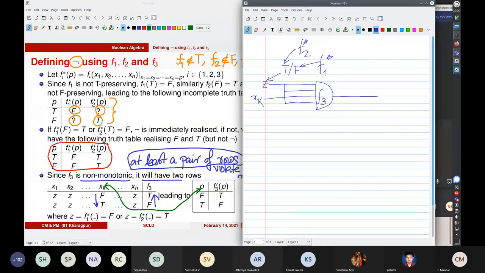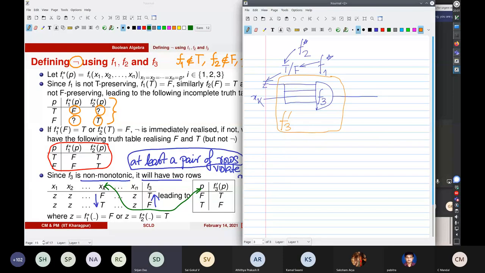This whole thing is... so this is the input. I've just kept the z output, but you just have to set z to some constant value. So what is that constant value? Should it be T or F? How will you decide? How do you decide whether it should be T or F?